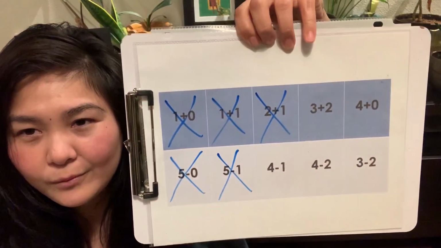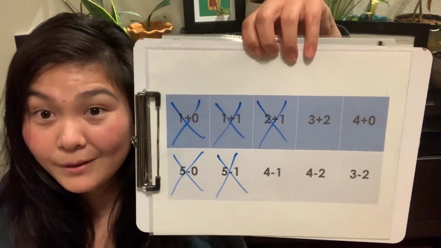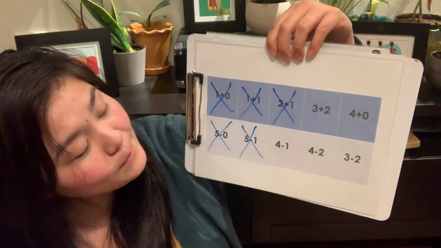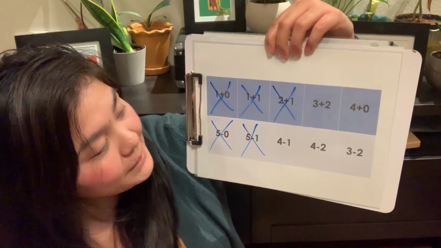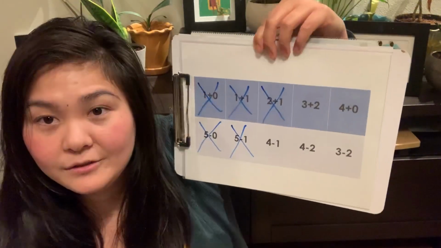So in this story, I've heard the words gave away, which means that I'm going to have less balloons than I started with. So I know that in my story, there's going to be take away, or my number sentence is going to be subtraction or minus. So it could be 4 take away 1, 4 take away 2, or 3 take away 2.